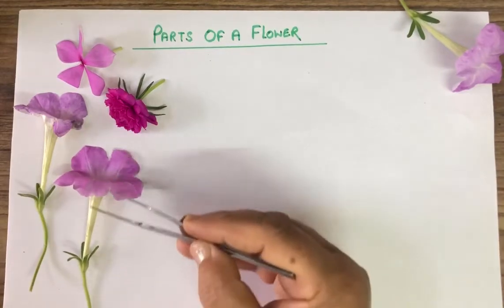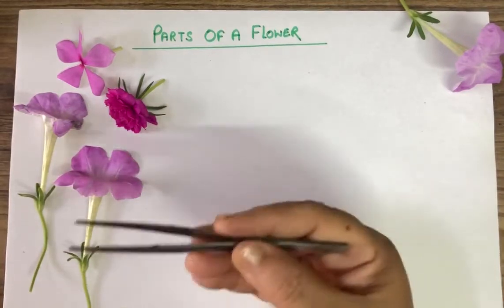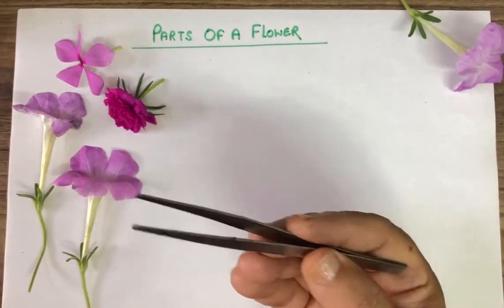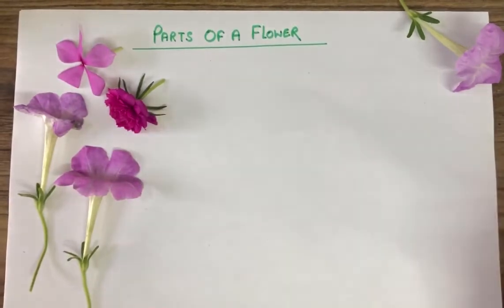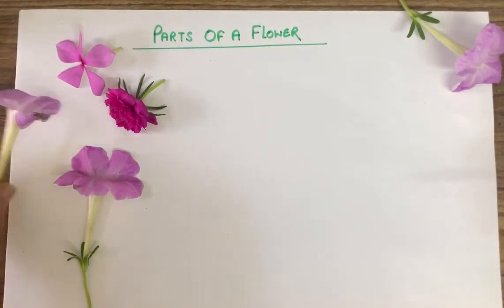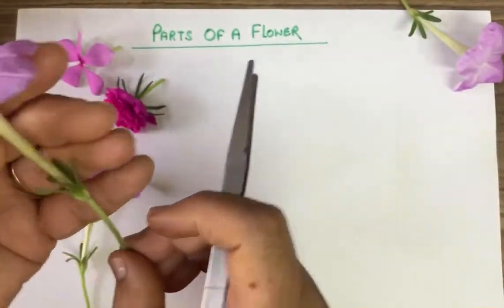These are three parts which we can see, but the other parts, that is the male and female part of the plant, are inside the flower. We will see. This is the flower.